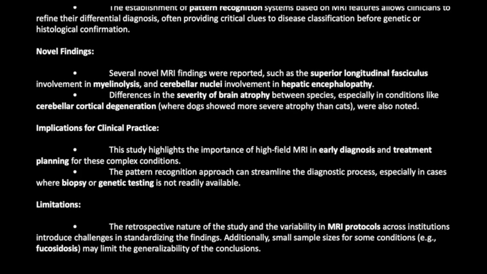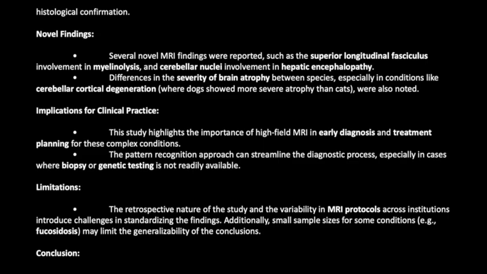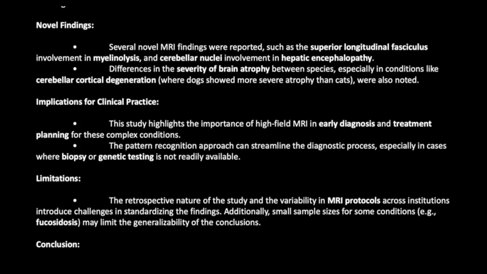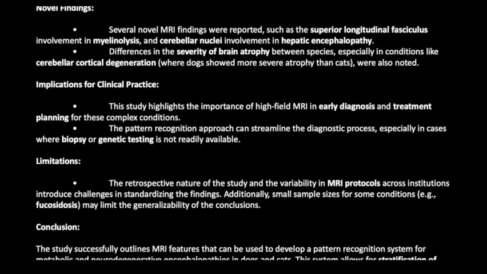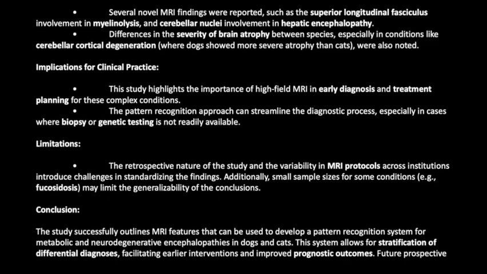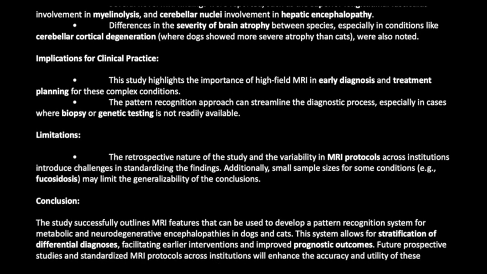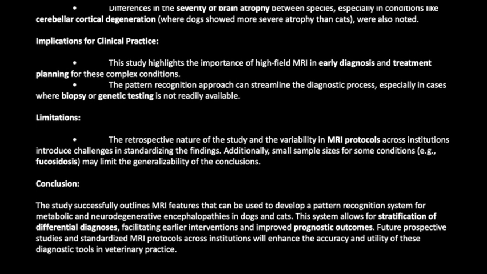Conclusion: the study successfully outlines MRI features that can be used to develop a pattern recognition system for metabolic and neurodegenerative encephalopathies in dogs and cats. This system allows for stratification of differential diagnosis, facilitating earlier interventions and improved prognostic outcomes. Future prospective studies and standardized MRI protocols across institutions will enhance the accuracy and utility of these diagnostic tools in veterinary practice.